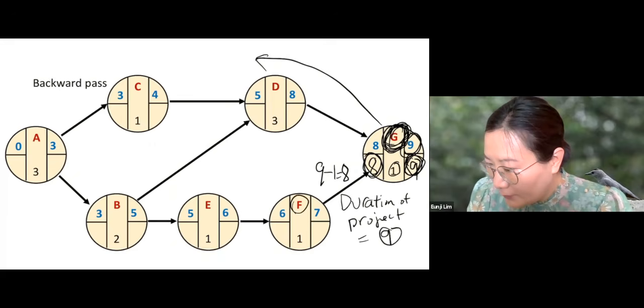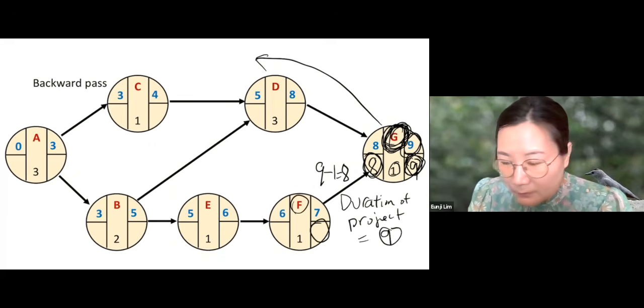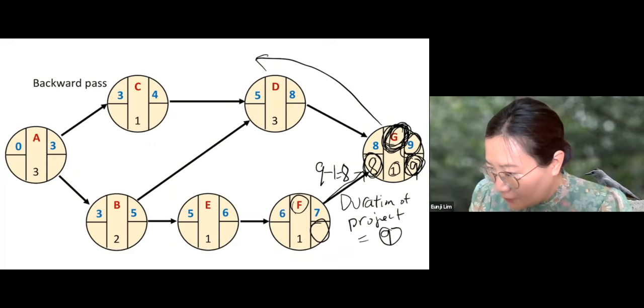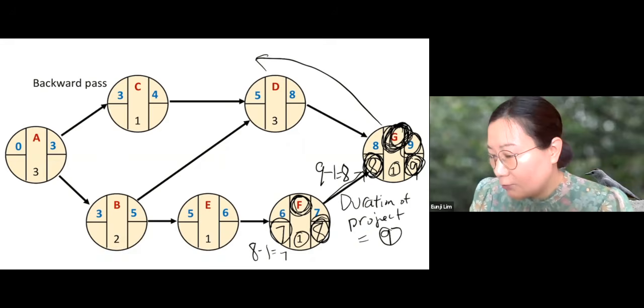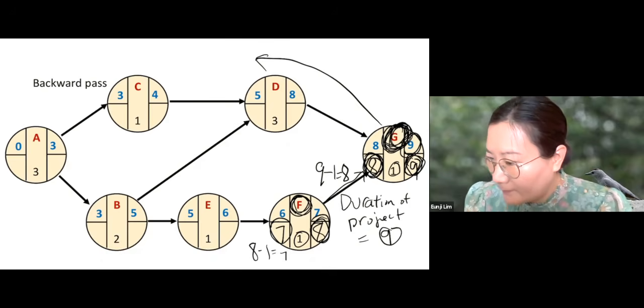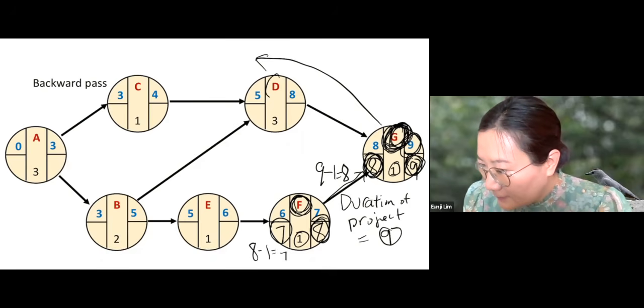Now let's go backward. Let's go to F. When is the latest finish time of F? Let's look at the follower, which is G. G is waiting for F to be completed, and G needs to be started by 8. That means F needs to be done by 8. Right? That's the latest finish time of F. When is the latest start time of F? F needs to be completed by 8. The duration is 1, so that means you need to start working on this 1 month before 8, which is 7.